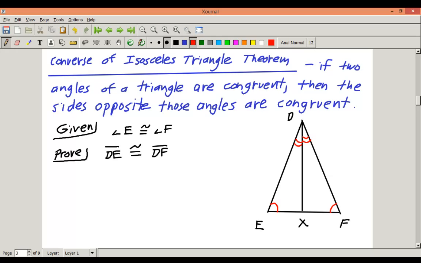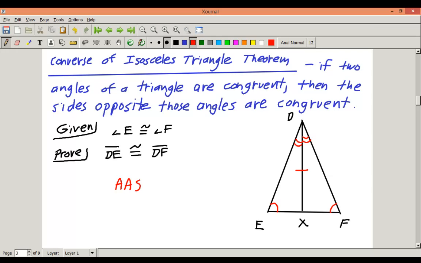So now we've got two angles on one triangle congruent to two angles of the other triangle. Notice we also have side DX is congruent to itself by reflexive property. So now we have enough to conclude that those two triangles are congruent, and they are congruent by angle side. All right, two angles on the non-included side of one triangle are congruent to two angles on the non-included side of another triangle.